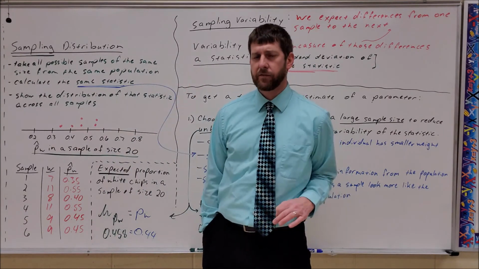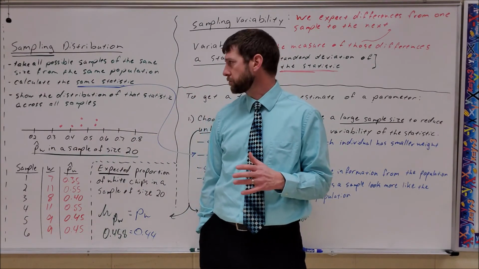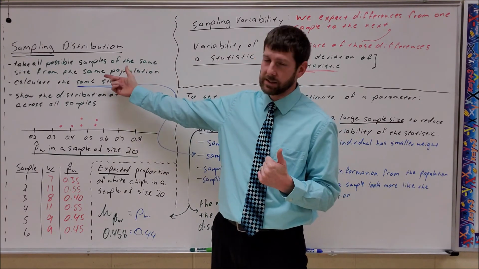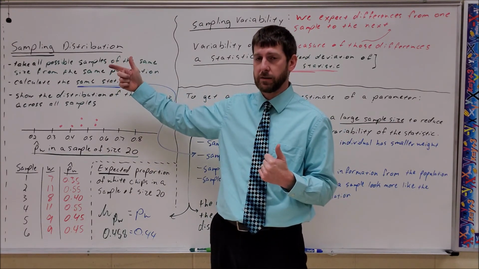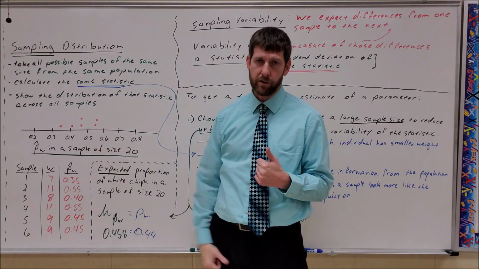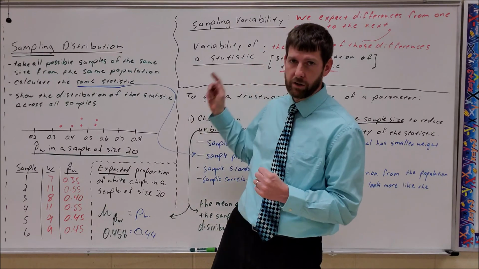All right, so that's it for sampling distributions. The big takeaway we need is taking all possible samples of the same size, calculating the same statistic, and then getting an average of those, or a standard deviation from those, to get the standard deviation of our statistic.